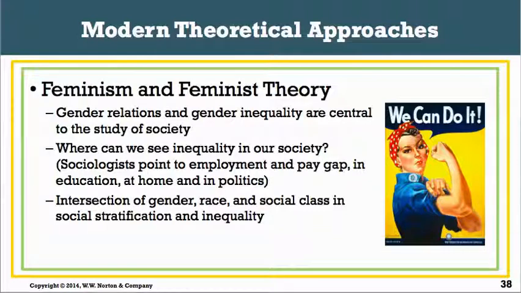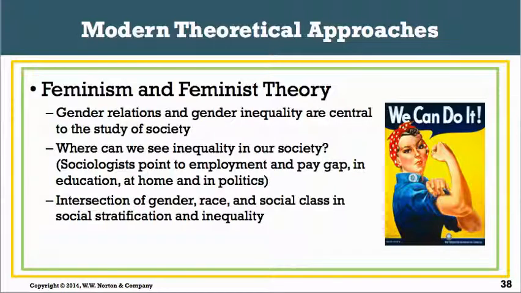Now, let's continue. And now I'm going to come clean and say this is my favorite theory, feminism and feminist theory. Feminists argue that gender relations and gender inequality are central to the study of society. So where can we see inequality in our society? For example, sociologists point to employment and the pay gap, right? So women earn about 12 cents less than men. In education, at home, in politics, those are all some ways in which women might be unequal.